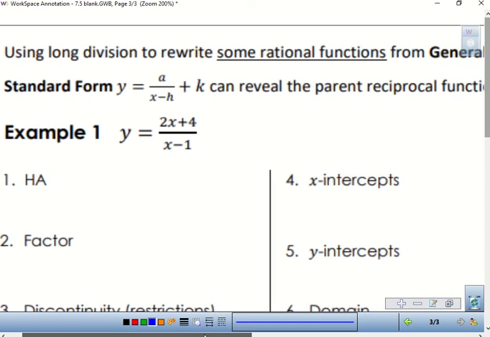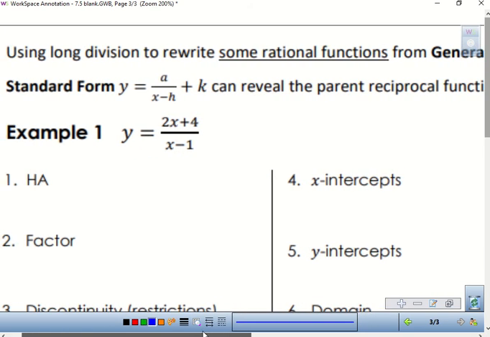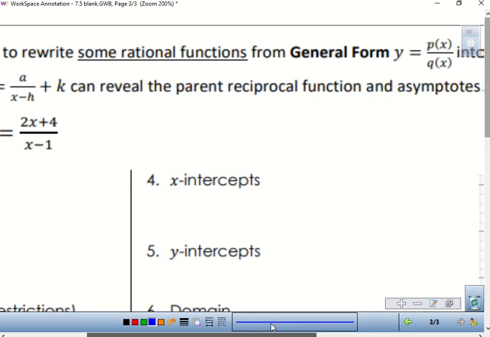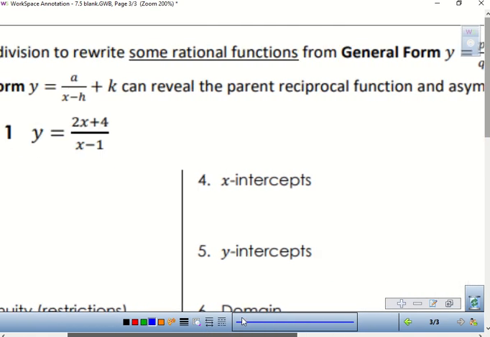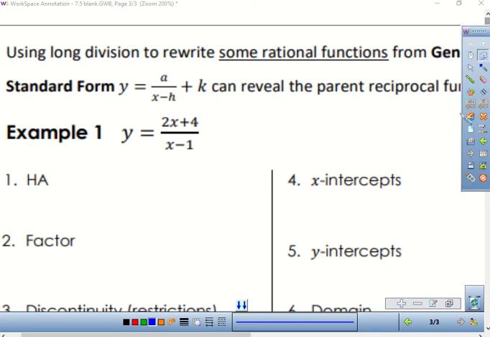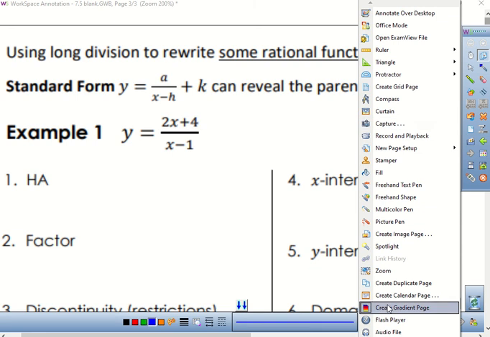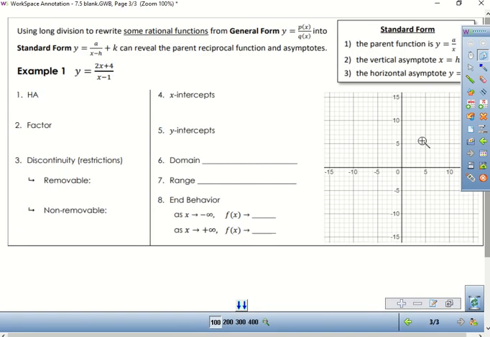So it says use long division to rewrite, or you can use long division to rewrite some rational functions in general form, from general form into standard form. So what we're going to be talking about today is we've been looking at these three things as three separate entities, but they're actually of the same parent function. So all three types of functions we've been looking at really are all just manipulations of that parent function. And they're in just two different forms, general form and standard form. So we're going to learn how sometimes we can actually convert them from one to the other.